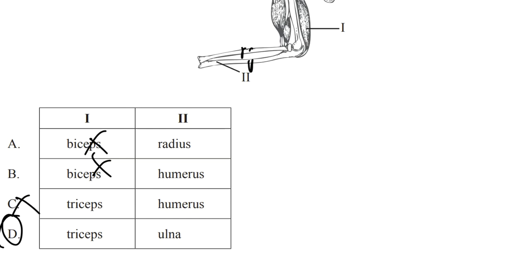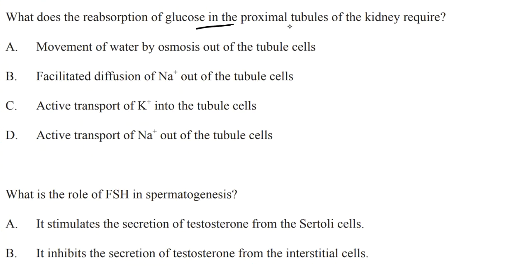What does the reabsorption of glucose in the proximal convoluted tubules of the kidney require? I believe it's active transport. I mean, if it's reabsorption, it shouldn't be moving by water. Active transport, K plus, facilitated diffusion. Maybe it's... this seems to be an old syllabus question. I don't think this is in the new syllabus, but I'm going to try and attempt it anyway.